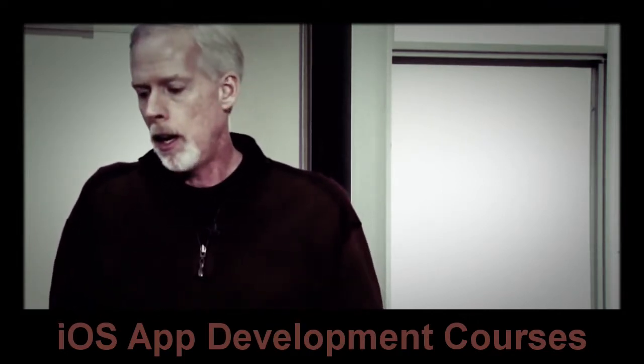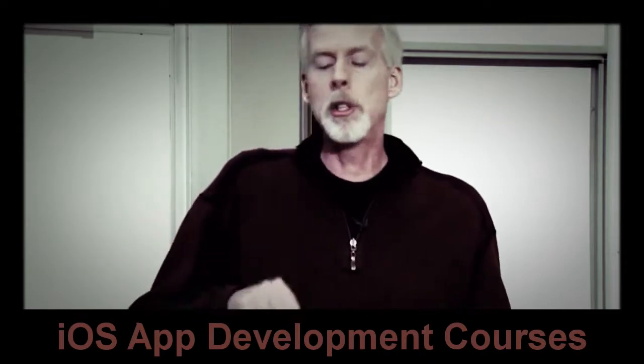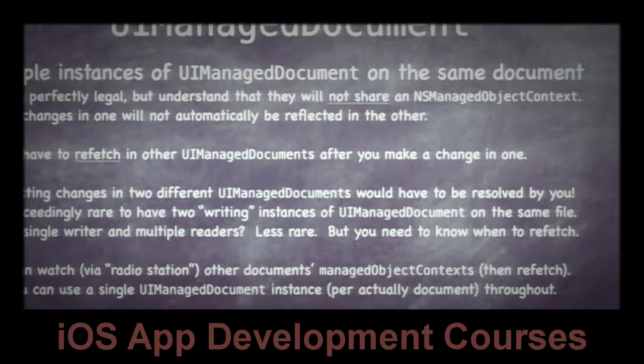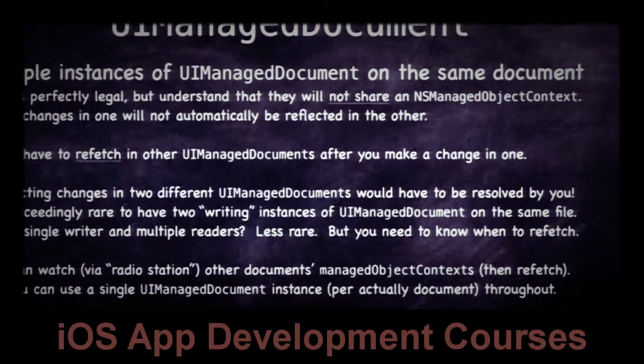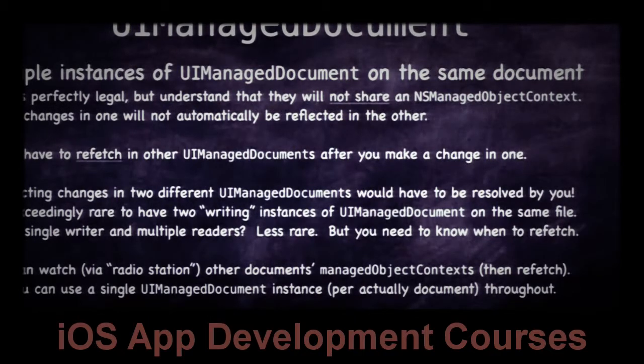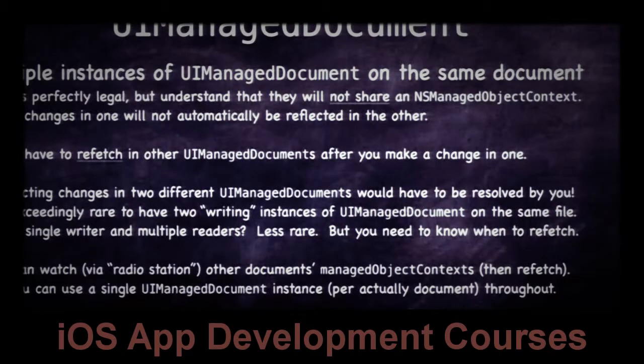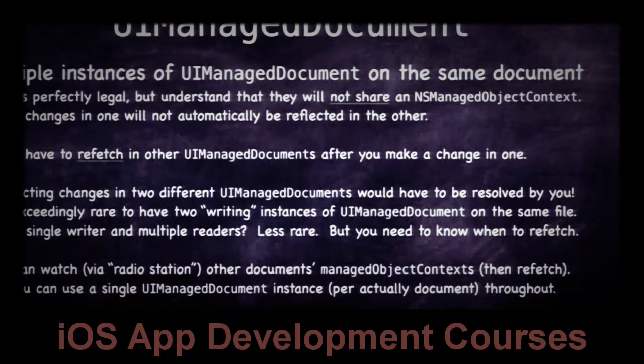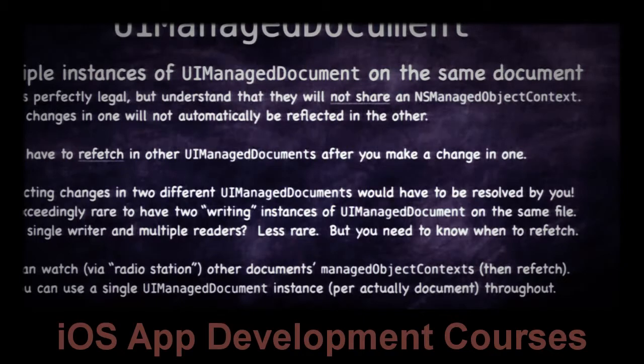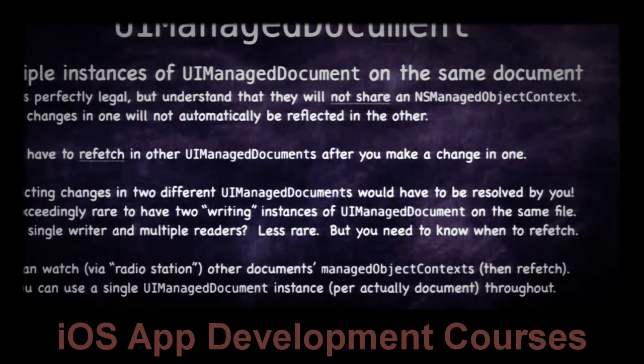Okay? All right, so let's talk about having multiple instances of UIManagedDocument on the same document. Am I allowed to alloc init with a file URL to create a UIManagedDocument and then somewhere else in my code alloc init with the same URL, and have two of them looking at the same document? You might think, oh, that can't work, but actually it does. It works perfectly fine, no problem. The two have their own managed object contexts that are different, but both contexts are looking at the same database, and when they both make changes, it's going to save.